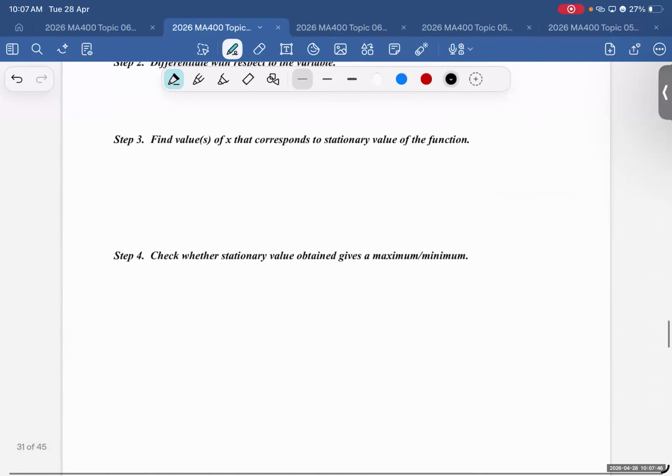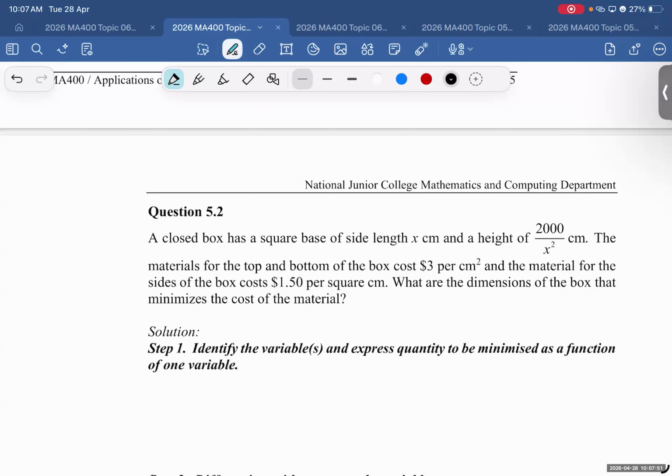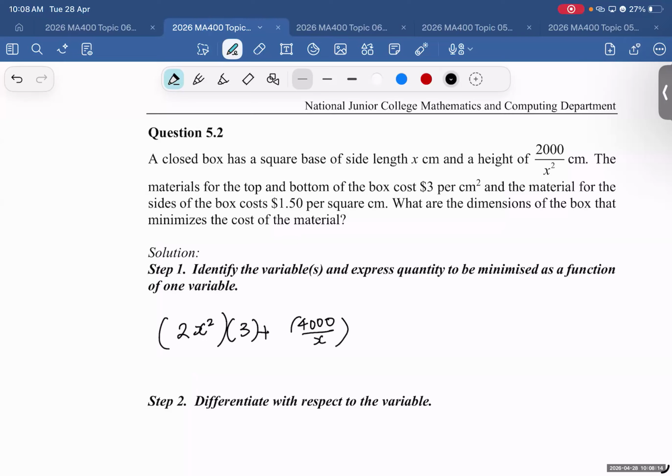5.2. So 5.2, take a look. The height is 2000 over x, for the top and bottom. Maybe you want to draw it out. Top and bottom, the square base is x squared. Top and bottom is 2x squared, times 3. This is the cost. Plus on the sides it is 4,000 over x, you multiply by 1.5. So this is the total cost. I'm doing dC/dx for this.